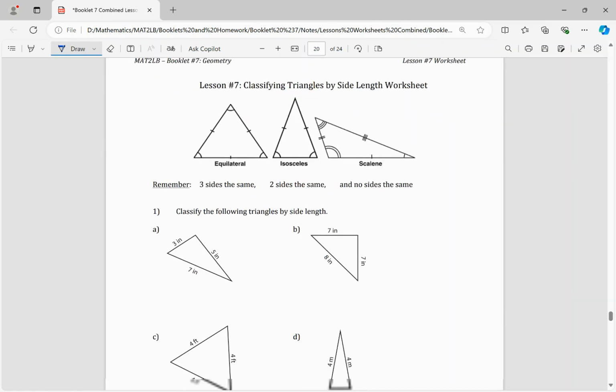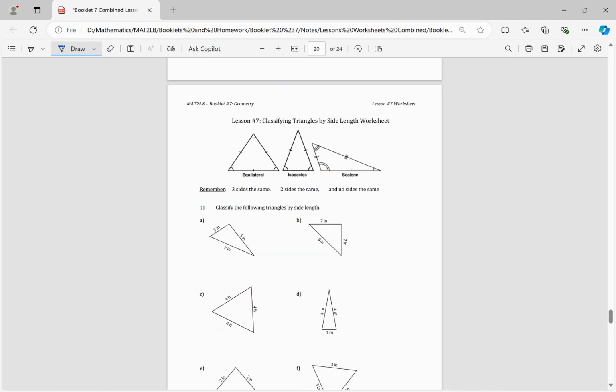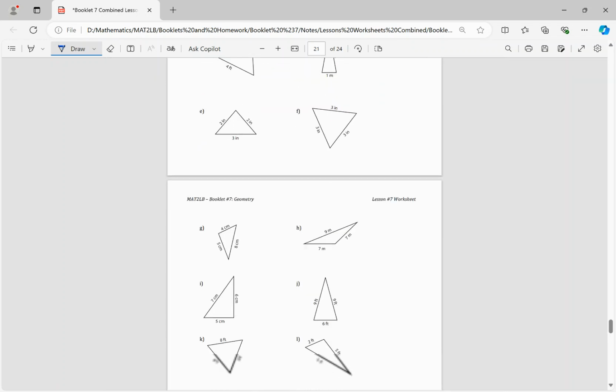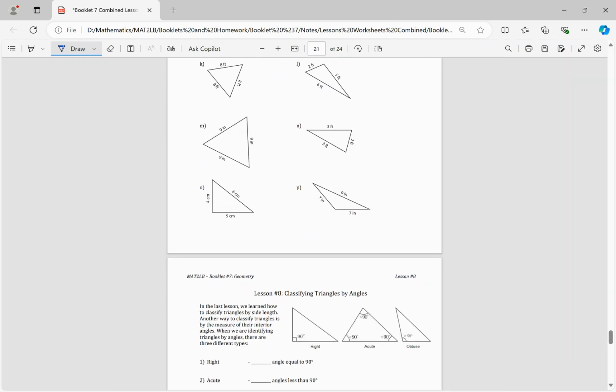And that's about it. Like I said, it's a short lesson, so take some time to complete the worksheet and make sure that you know how to label each of the triangles.